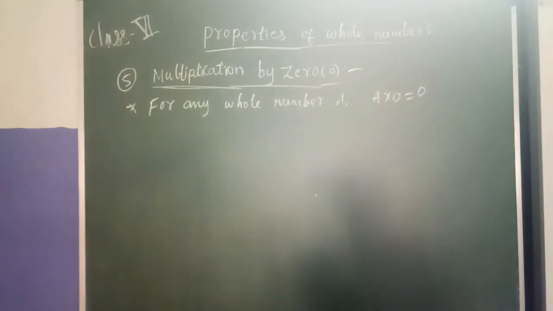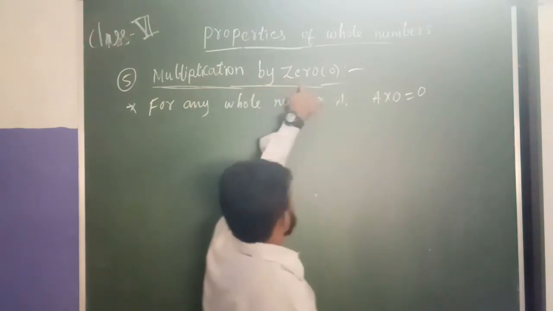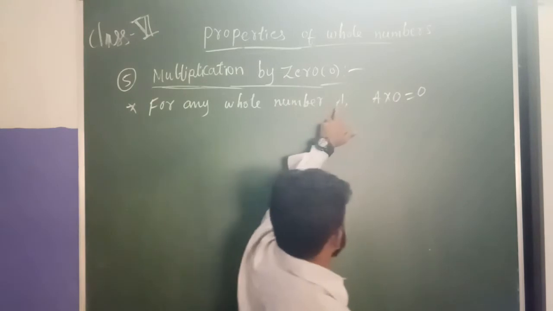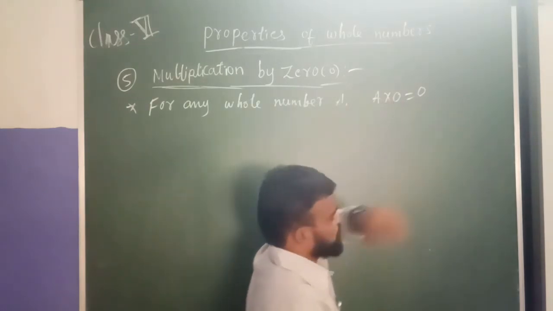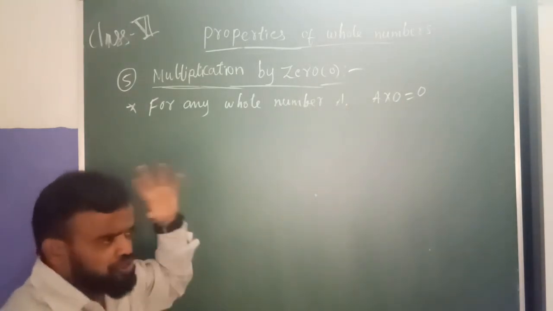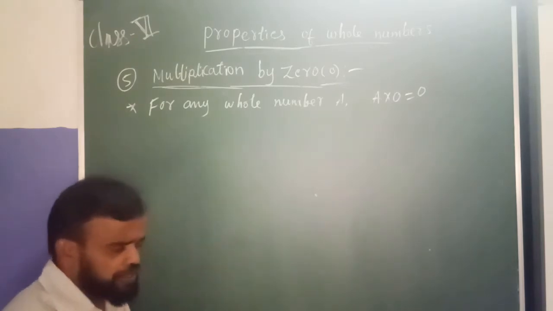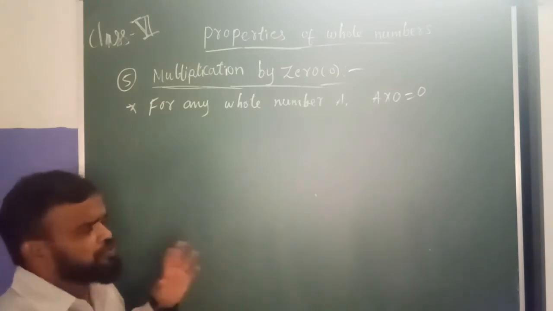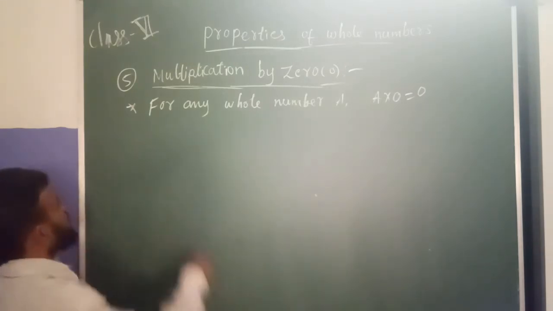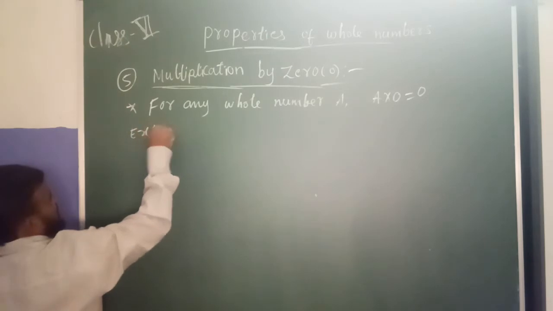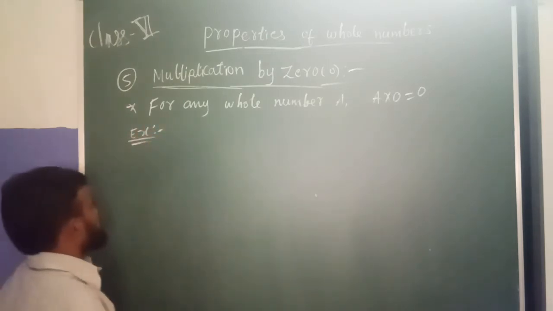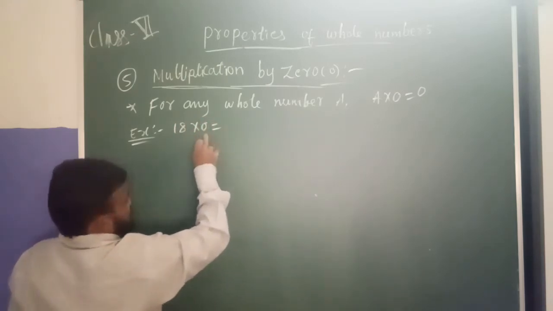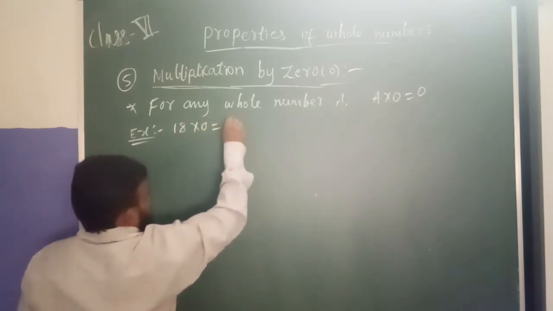Now the fifth one, multiplication by 0, that is the 0 symbol. Right? For any whole number a, a × 0 is equal to 0 only. 0 is nothing but a dead number. If you multiply with another number, then you will get 0 only. First one, an example: 18 × 0, what will we get? 0 is dead, we cannot multiply, we will get 0 only.